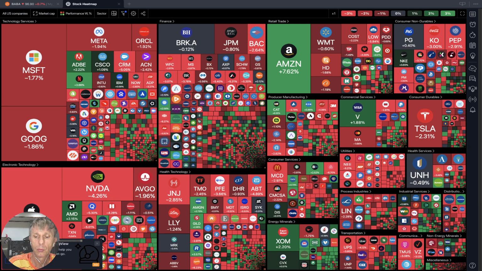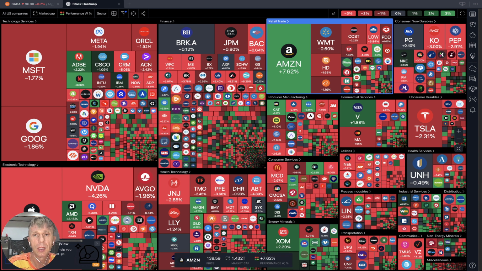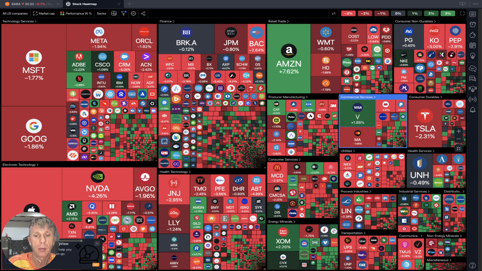And now let's move to the TradingView stock market heat map. It's for all USA companies based on market cap. Let's start from weekly. Weekly is kind of red, right? Performance weekly red, Amazon green, Visa green, some companies green, but generally it's red.